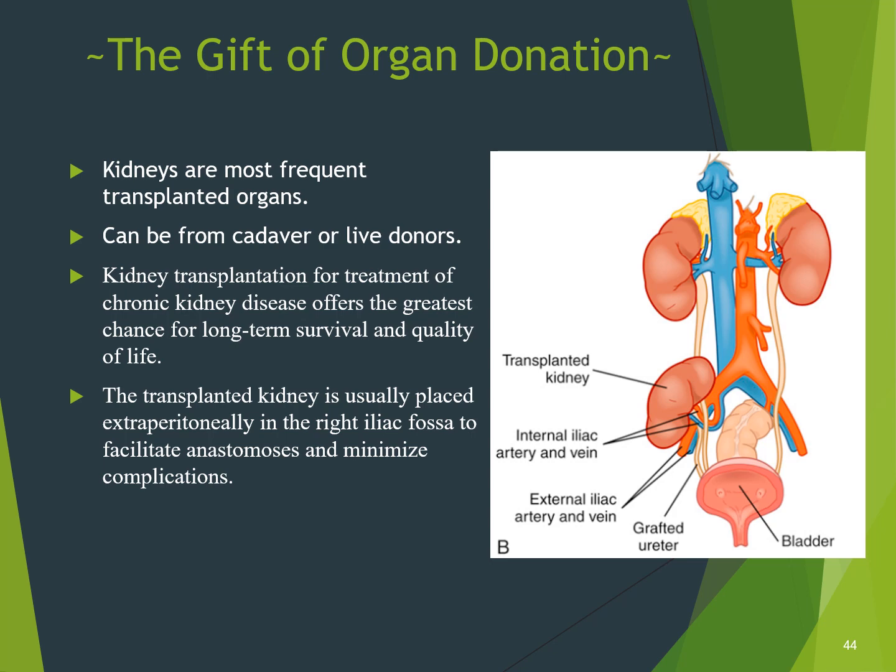Kidney transplantation for treatment of chronic kidney disease offers the greatest chance of long-term survival and quality of life. The transplanted kidney is usually placed extraperitoneally in the right iliac fossa to facilitate anastomosis and minimize complications. So spend a little time reading about this. You don't have to go extremely in depth. There is a big empathy and emotional component when it comes to organ donation, especially if it comes from a cadaver, because that usually means somebody lost their life for somebody to gain this kidney. So lots of thoughts and emotions go with that.